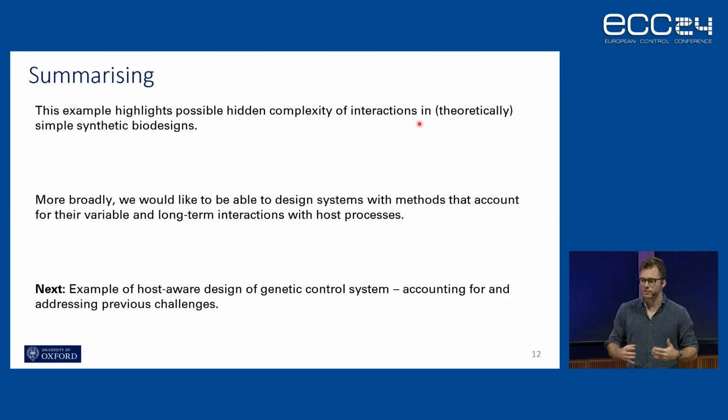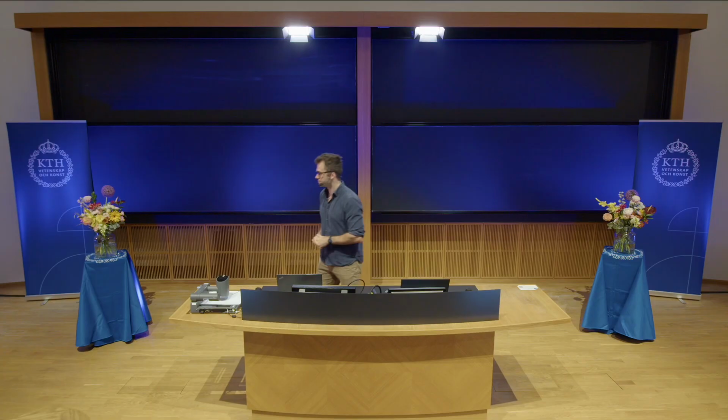Summarizing where I am now, I've very briefly gone through this example, but the point has been that we start off with a model, with an idea of what our system should do, and we've found problems because of these resource competitions. The broader takeaway is that we need some understanding of how these gene circuits behave, both within themselves and as they interact with the rest of the cell, potentially over long periods of time. For that, I'll pass to Kirill, who will give an example of how we might actually make a system which accounts for how the gene circuits might change and behave in the host.